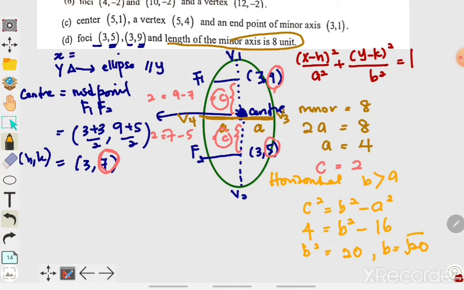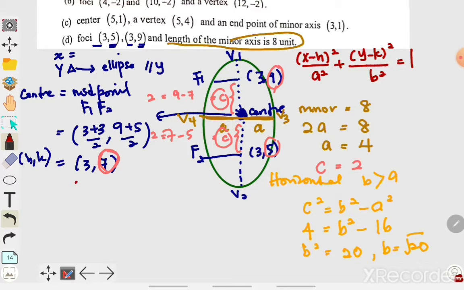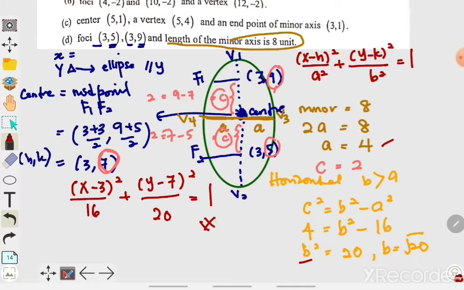All right, now you have all the parameters. So let's substitute into the ellipse equation. So we have (x minus h), where h is 3, squared, divided by a squared. So a equals 4, so we have 4 squared equals 16. And plus (y minus k), 7, squared, divided by next we have to put down b squared. So b squared is 20, then equals 1. Done. So this is the ellipse answer for number 18D.